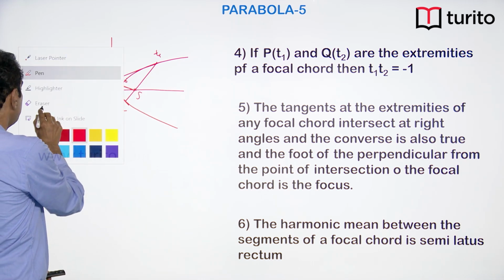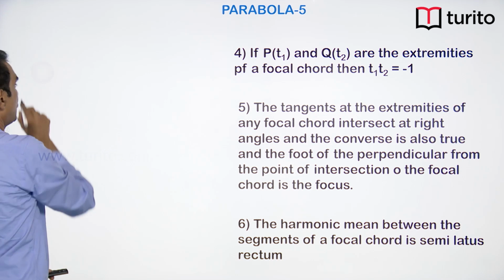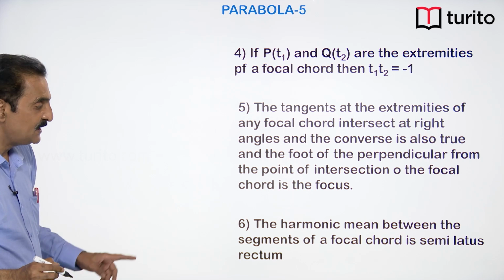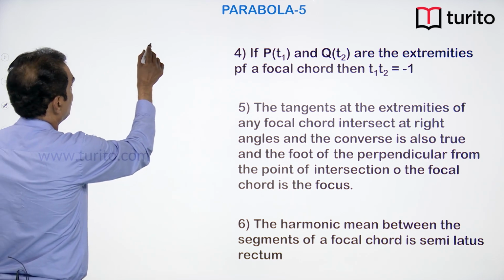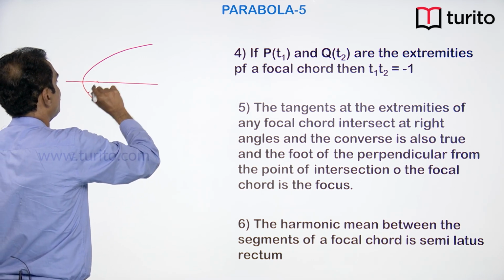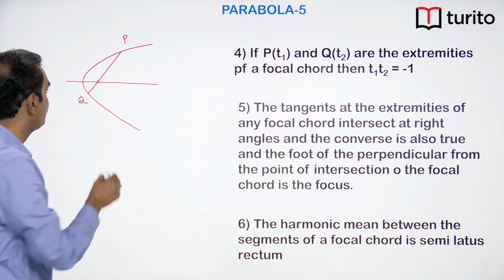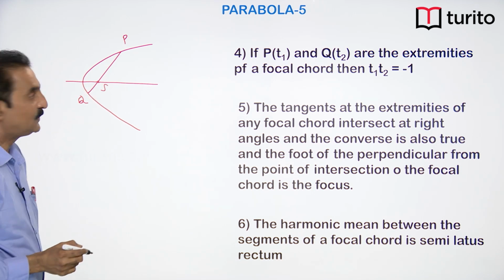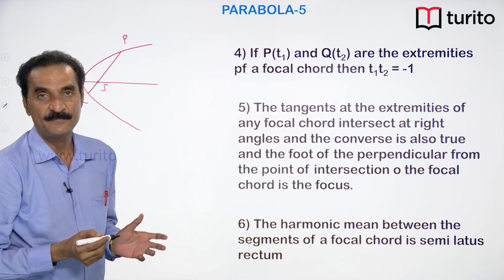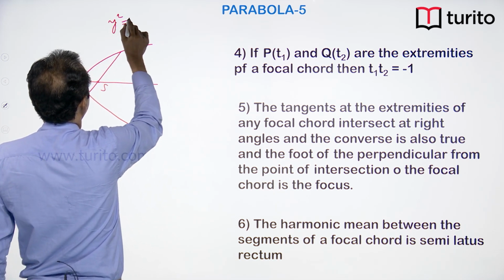I remember we have proved it, but once again, the harmonic mean between the segments of a focal chord is the semi-latus rectum. Suppose this is a parabola, this is the focus, PQ is a focal chord, S is the focus. Okay. Now, we can prove this kind of property by using the standard form of the parabola y² = 4ax. So, let the parabola be y² = 4ax.